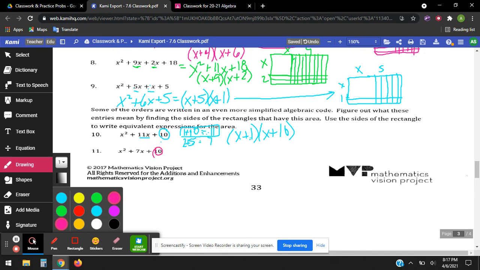So again, with 10, this time I need them to add to 7. In this case, 2 plus 5 equals 7. So for this one, it's x plus 2 times x plus 5. So 2 plus 5 is 7. 2 times 5 is 10. So that's how we can break that one down into the two different types.